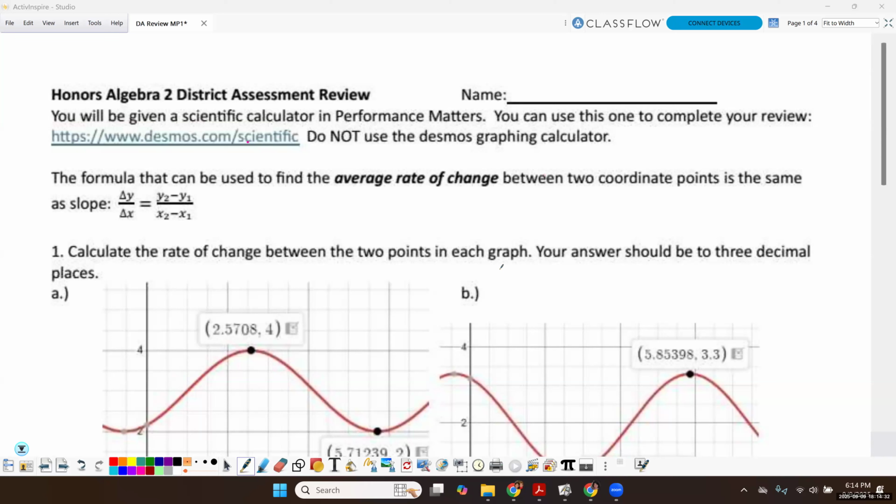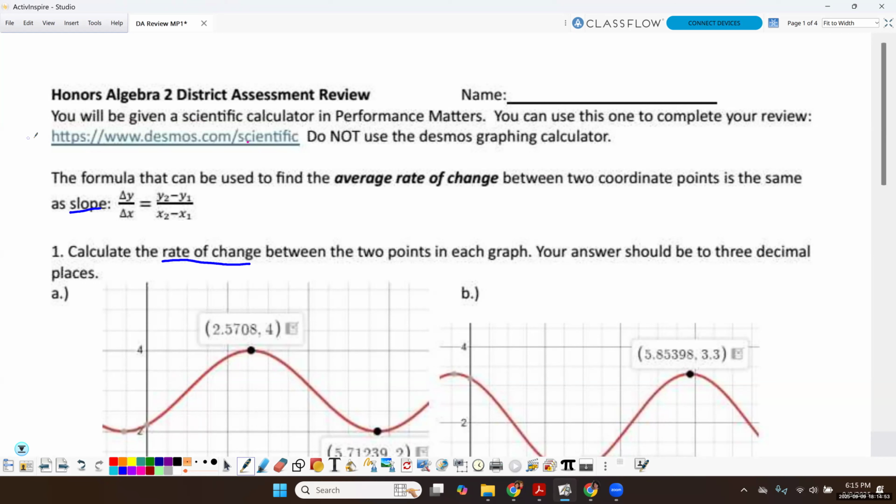This video is going to go through the Honors Algebra 2 District Assessment Review at Quince Orchard High School for marking period number 1. The first group of problems asks us to find the average rate of change between 2 points. As a reminder, average rate of change is the same thing as slope. We have our formula for slope right here.